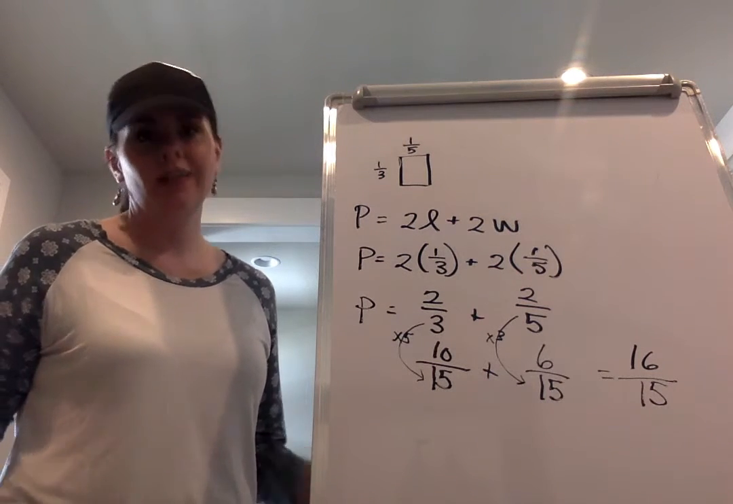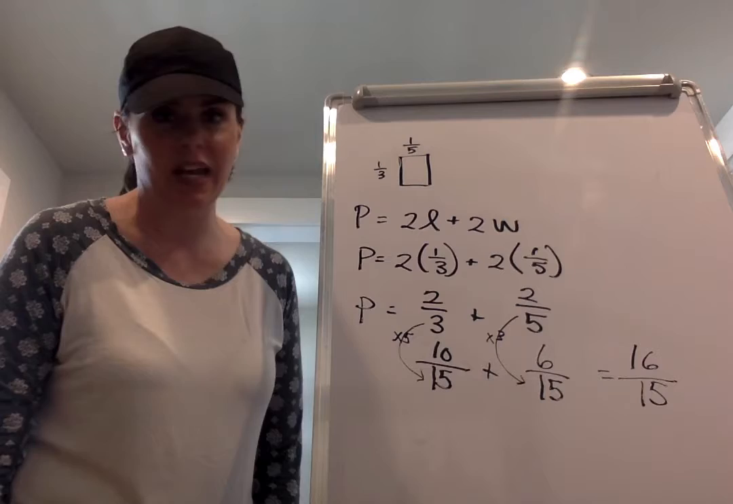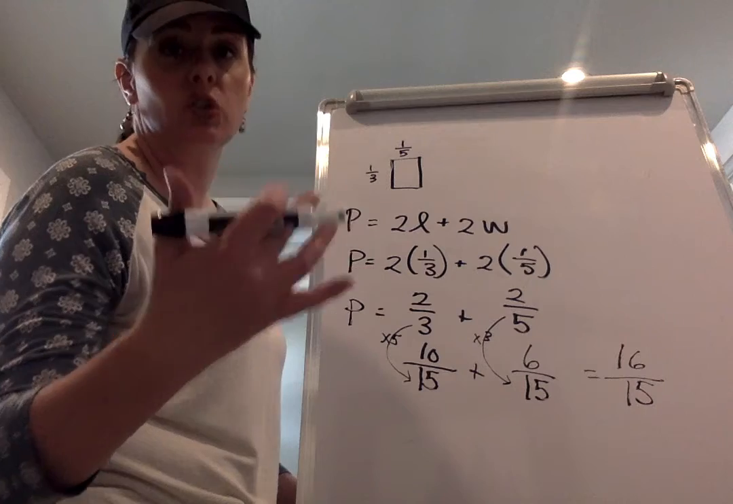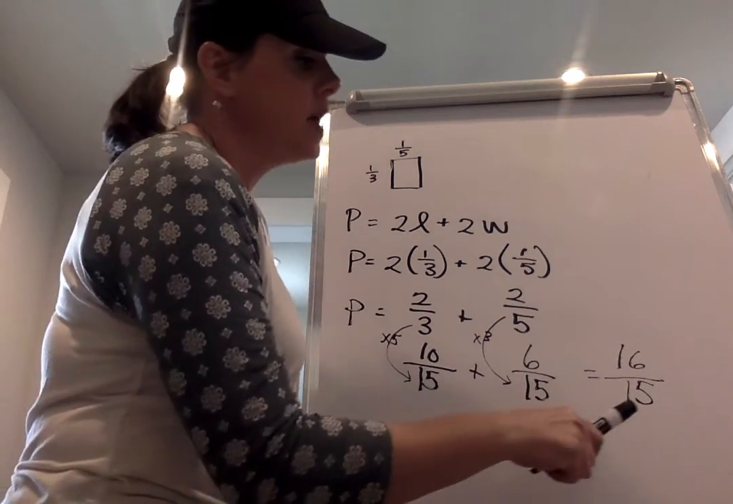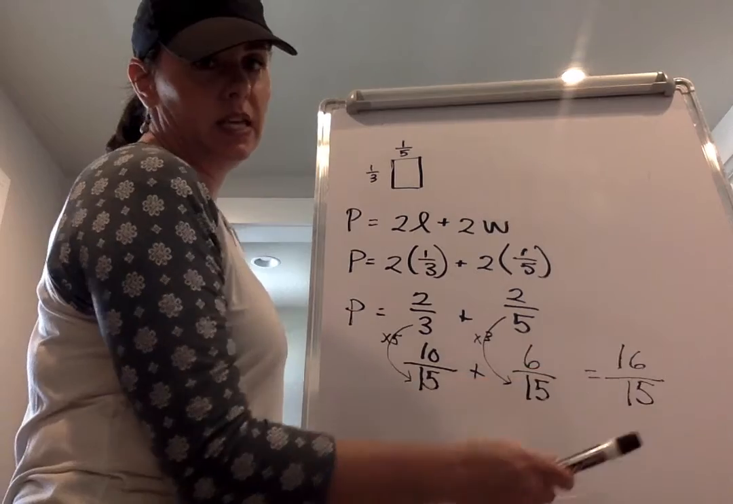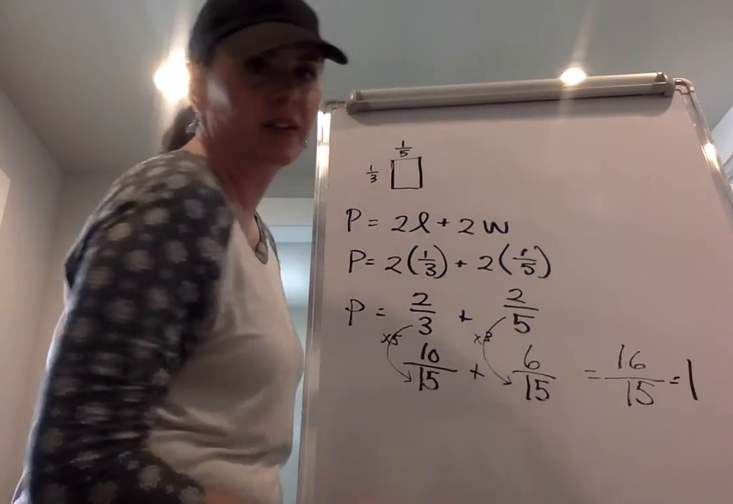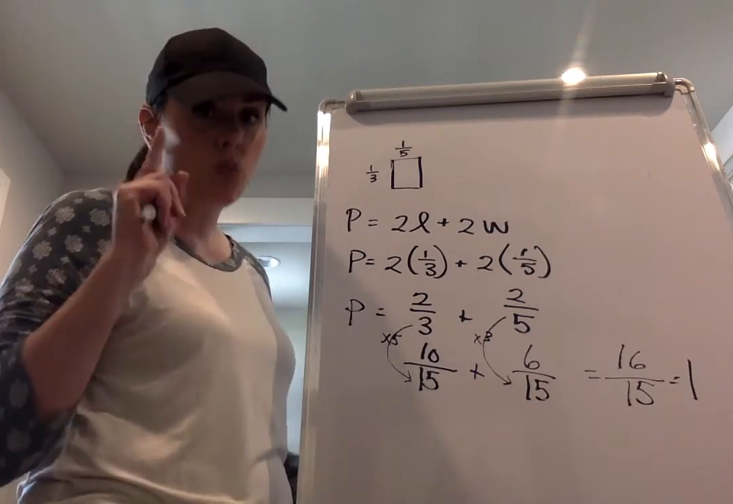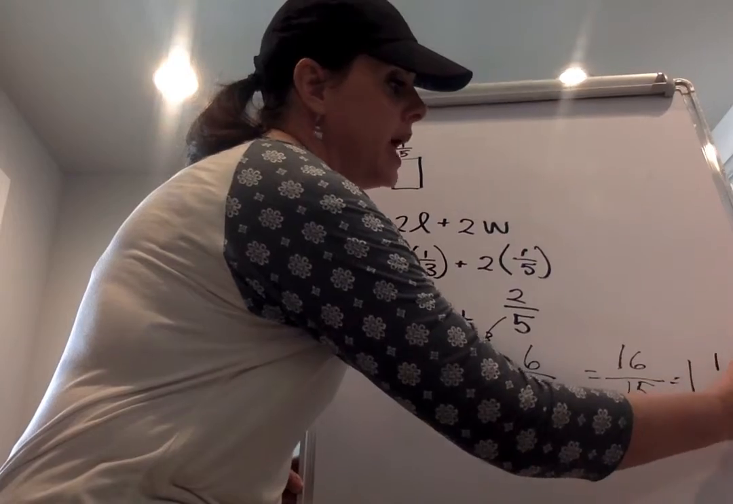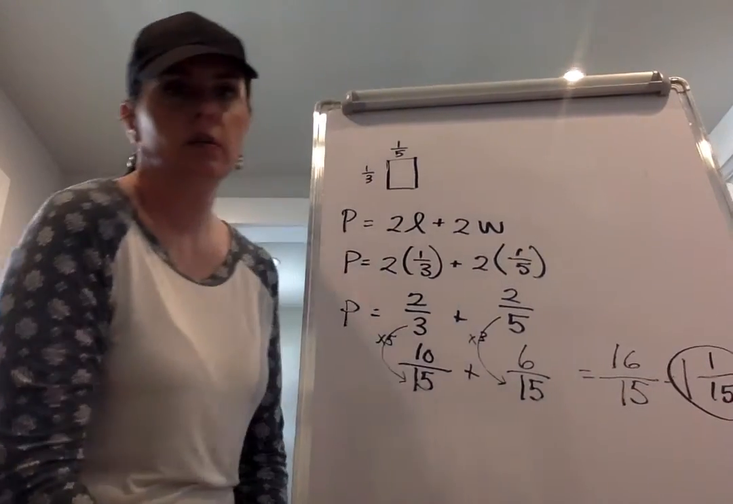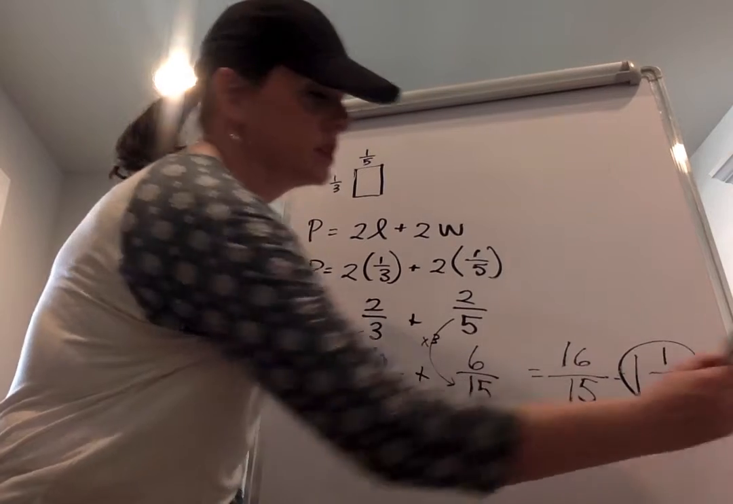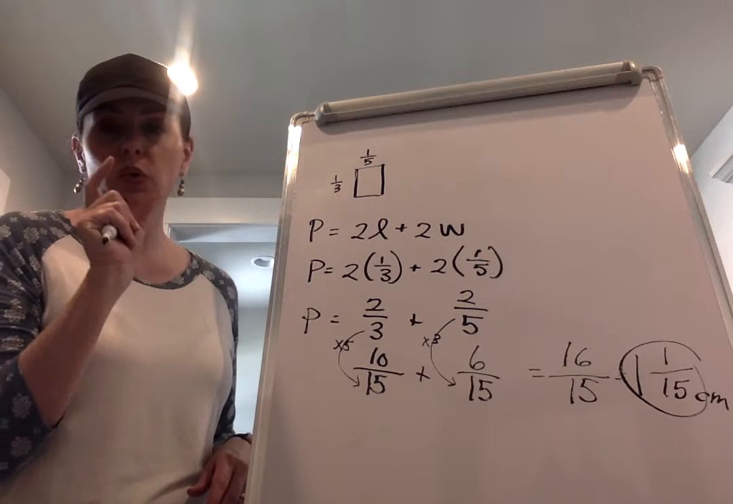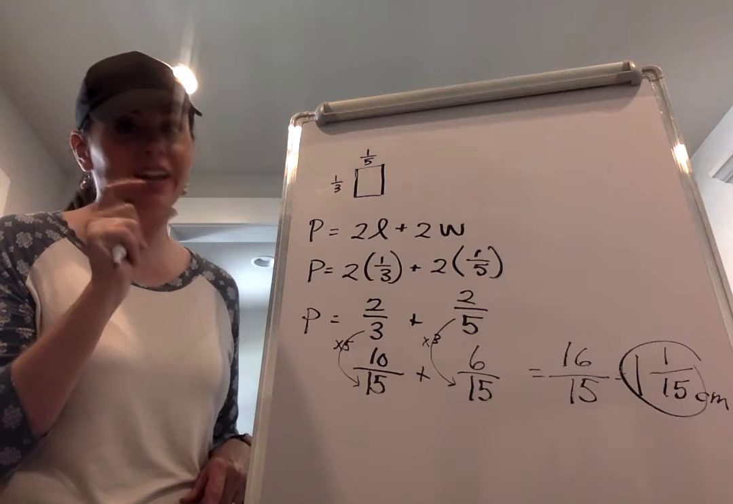Are we done? No, we can't end with an improper fraction. We've got to simplify this a little bit or change it to a mixed number. 15 goes into 16 one time, right? With how many left over? 1 times 15 is 15. 16 minus 15 is 1, so there's only 1 left over. And we keep our same denominator. Can you guys see that? 1 and 1/15 centimeters. So we found the perimeter for that tiny little green rectangle.